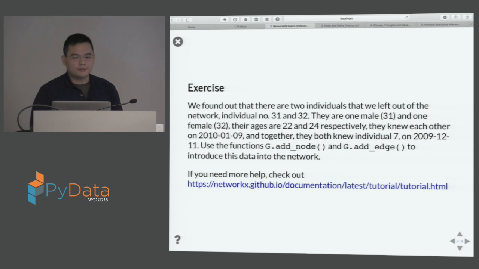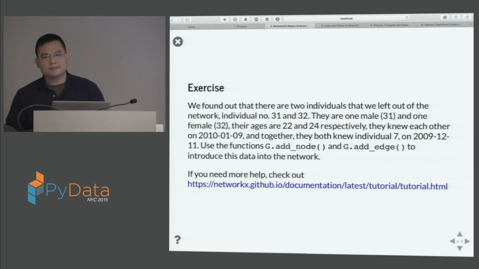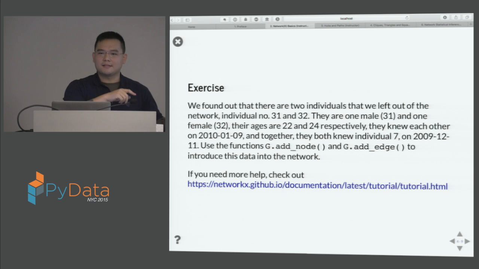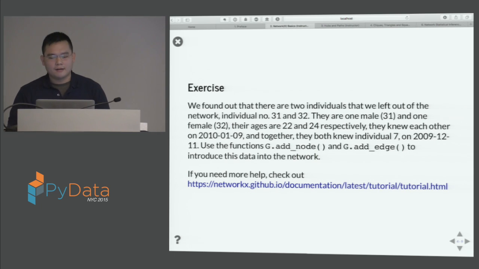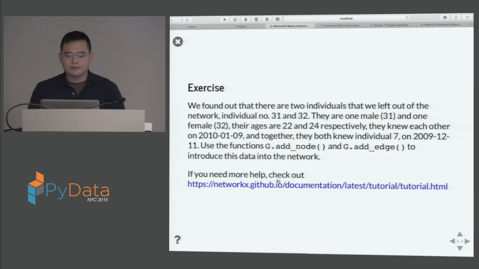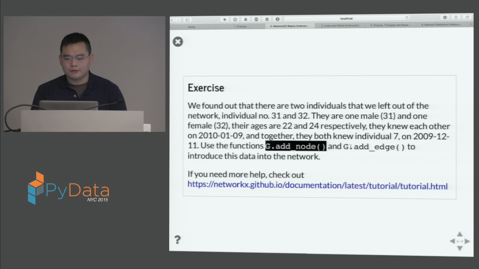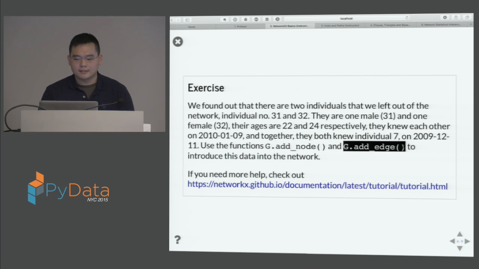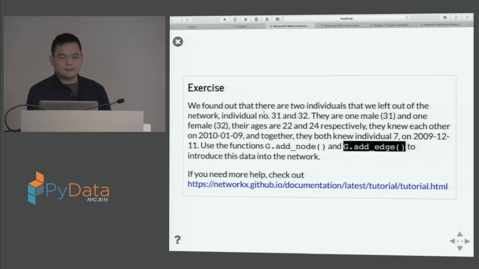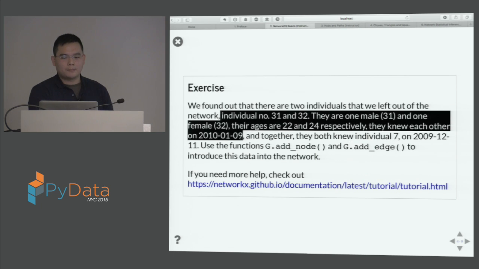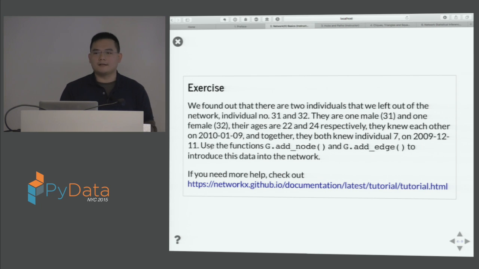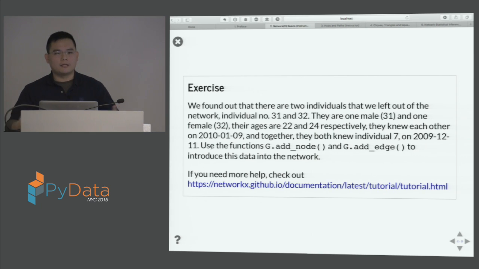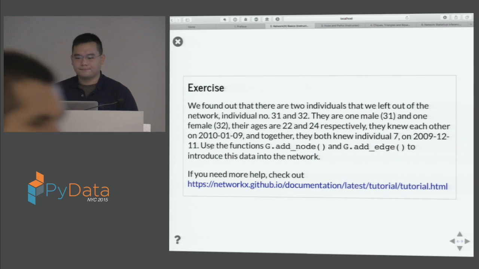We found out that there are 2 individuals that were not added. So that was why I had 16 individuals, 16 and 16, not 15 and 15. You guys don't have that just yet. So what I'd like you to do is to use the g.addNode and g.addEdge functions to introduce this data that I'm describing up here. All right, and I believe I have provided starter code, an example addNode and an example addEdge for you to model off.